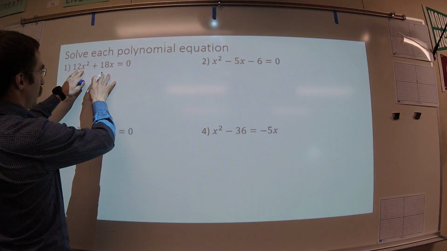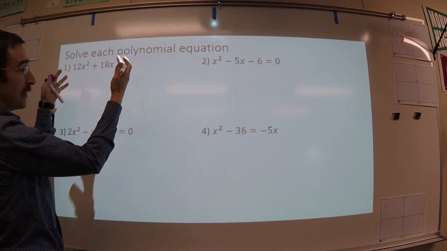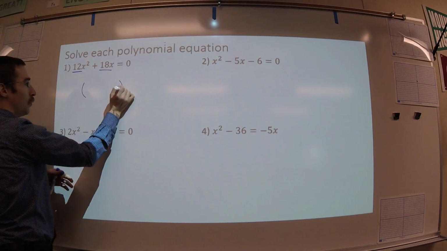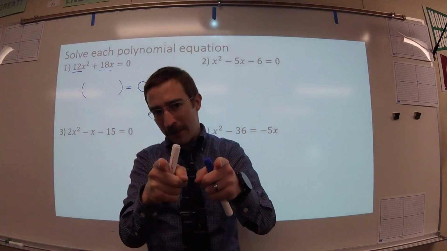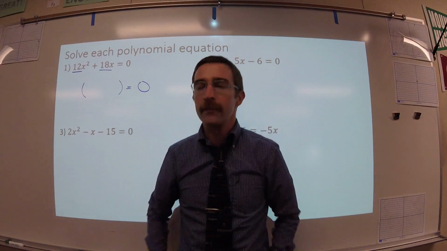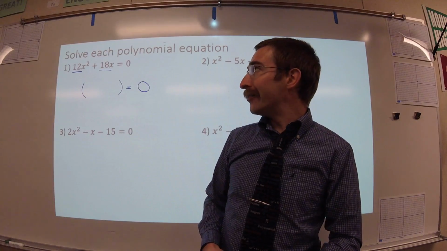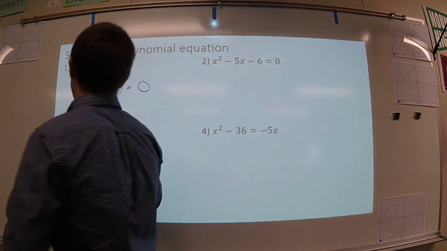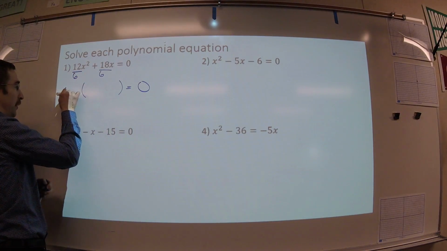We've got 12x squared and 18x. We're going to look at it and we're going to say, hey, what divides into both of those? So what divides in 12 and 18? Think about it. Well, we got 2, we got 3, 4, 5, 6. 6 divides into both of them. That's actually the greatest common factor between the two. So we're going to factor out that 6.